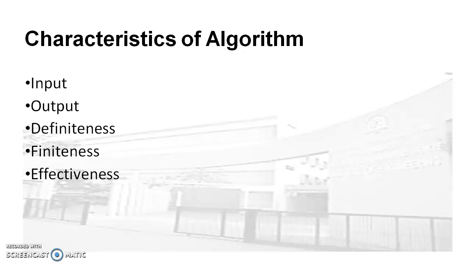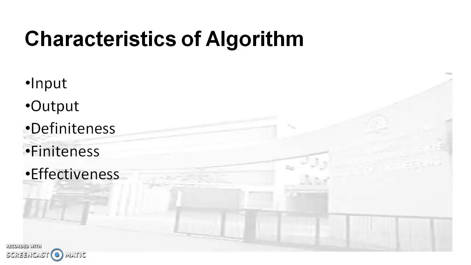Then you have another characteristic of an algorithm called definiteness. As an algorithm is made up of step-by-step instructions, definiteness specifies that each of these instructions should be clear and unambiguous. Then you have a concept called finiteness.